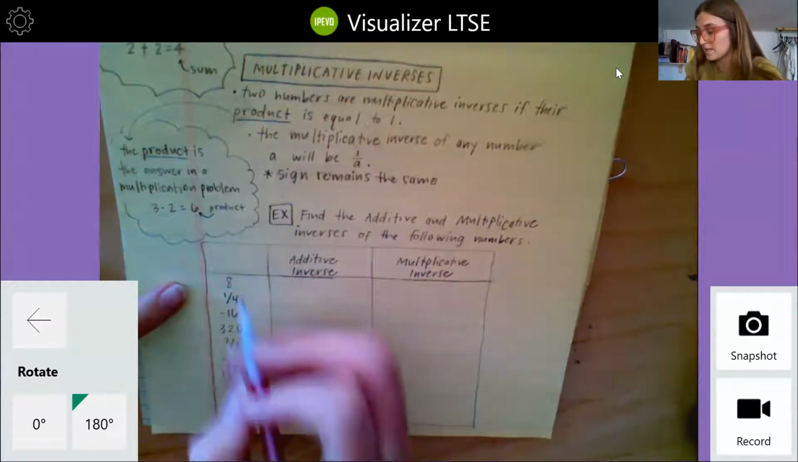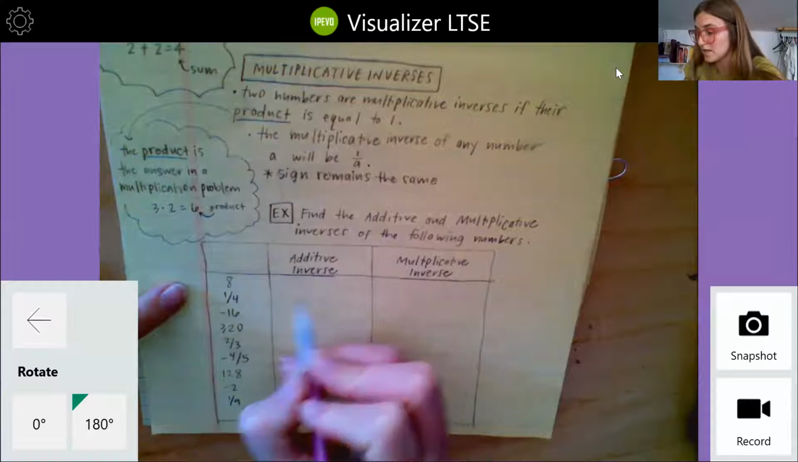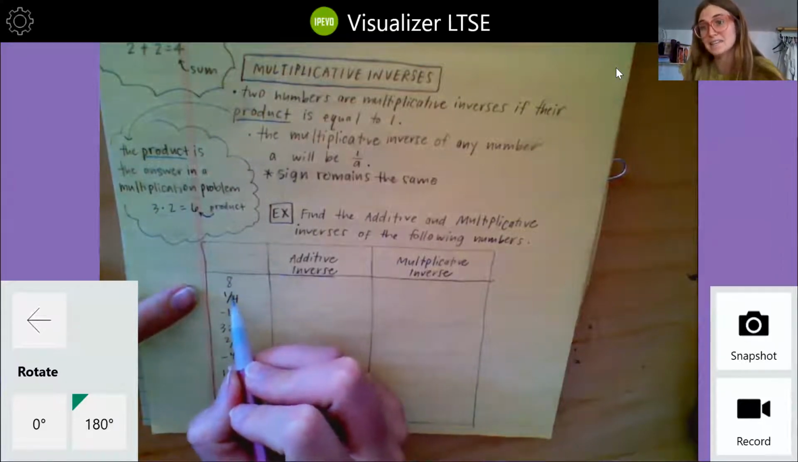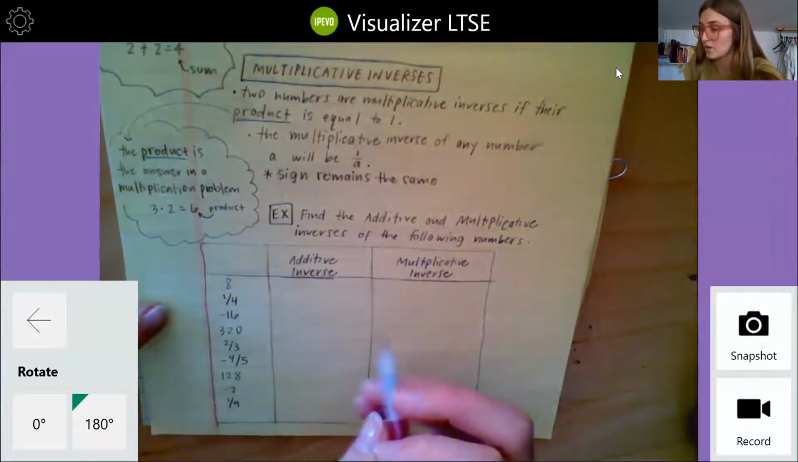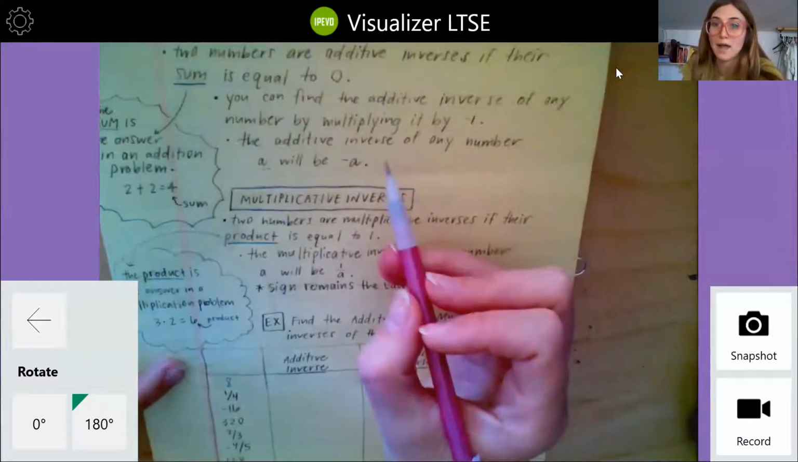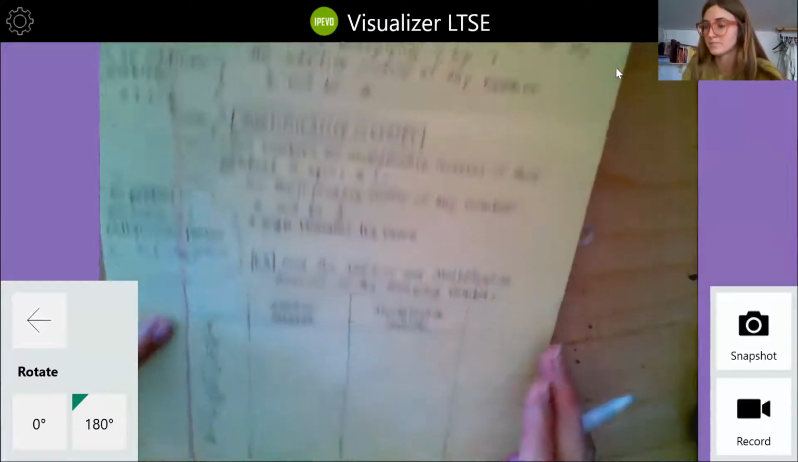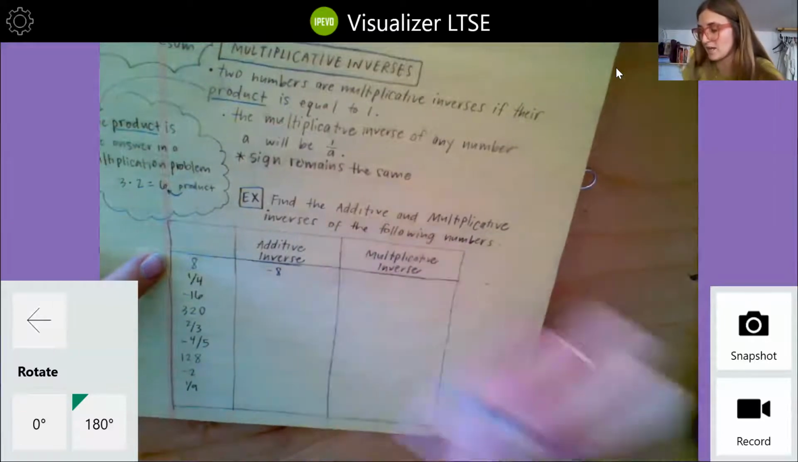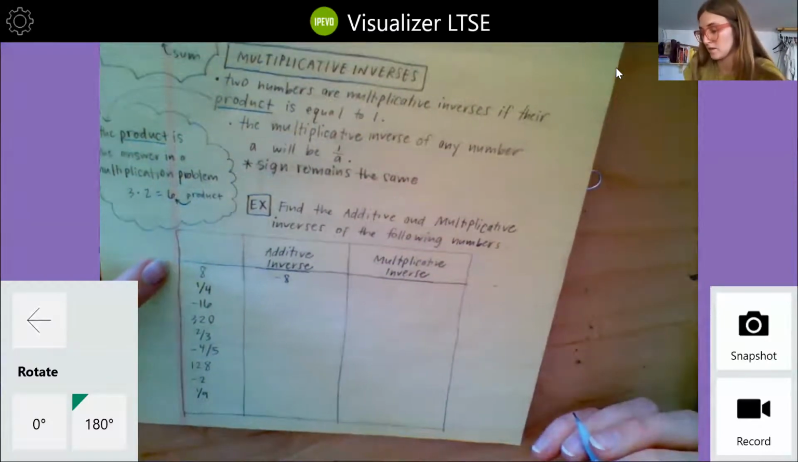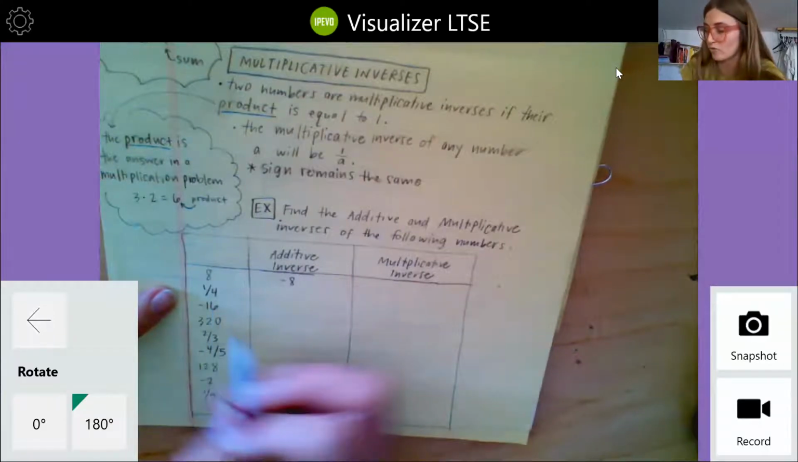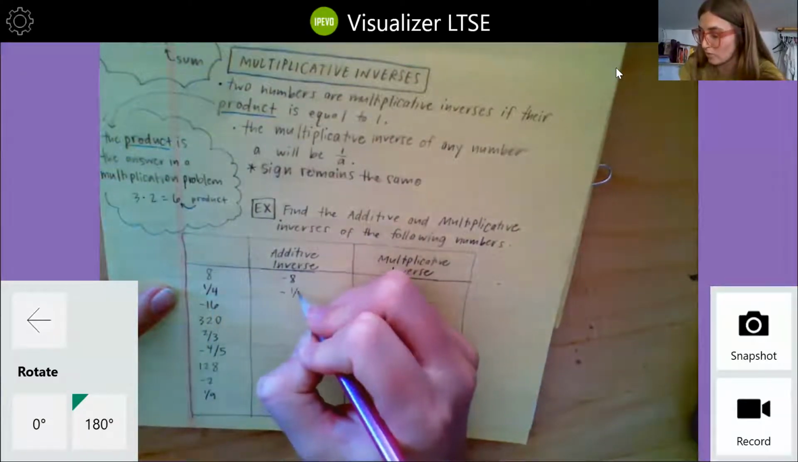So 8, the additive inverse will be the number that we have to add to 8 to get to 0. The other way to find the additive inverse is to multiply it by -1. So the additive inverse of 8 is -8. Now we'll look at 1/4. The additive inverse of 1/4 is -1/4.